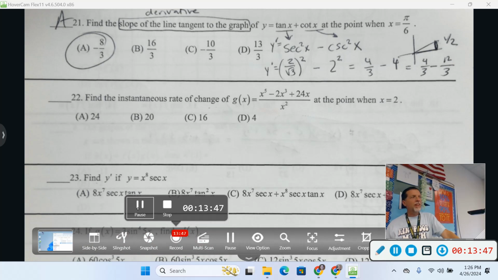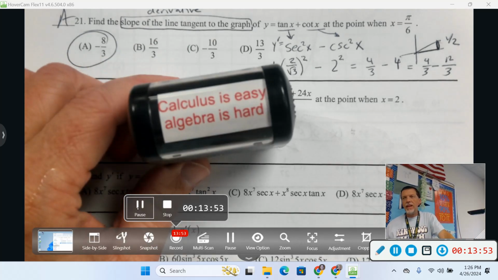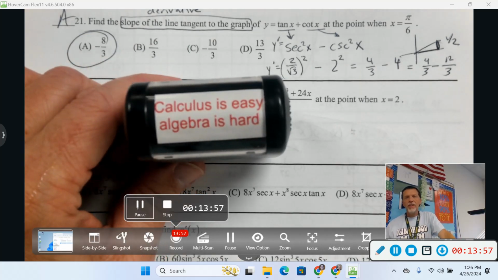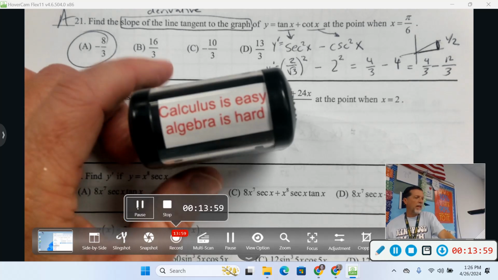You can see lots of little algebra on these, and that continues into calculus, and that's why I have the stamp, is because students in calculus get the calculus right and then mess up the stuff before that.